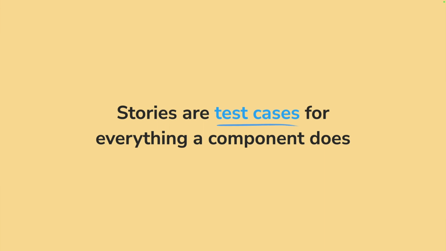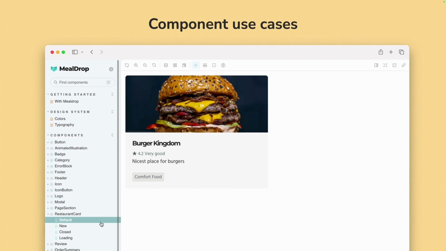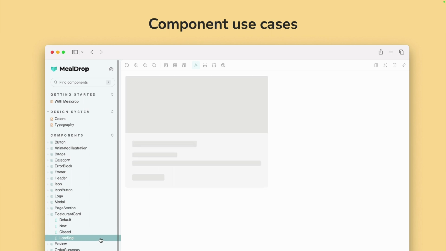If you're using Storybook, let me tell you that you are already writing test cases. So stories pretty much define a test case for a component. And you can be writing particular stories for, let's say, a restaurant card, where you're testing the loading state of your component. You're testing a closed and a new state, which is already a great way to make sure that your component behaves as expected.